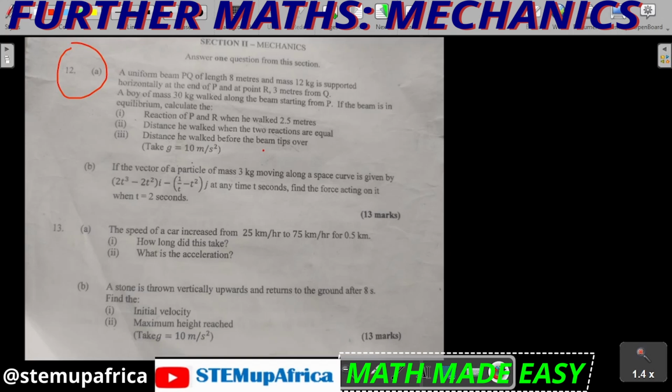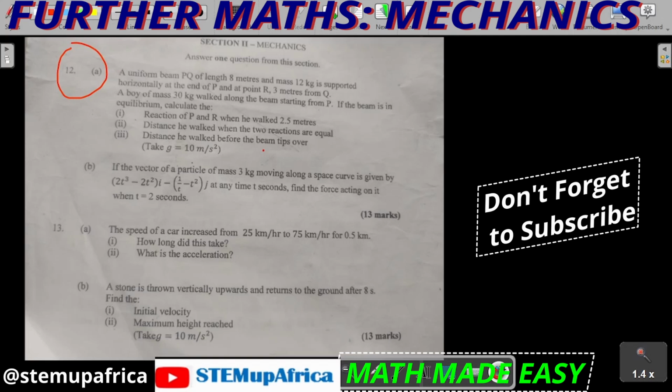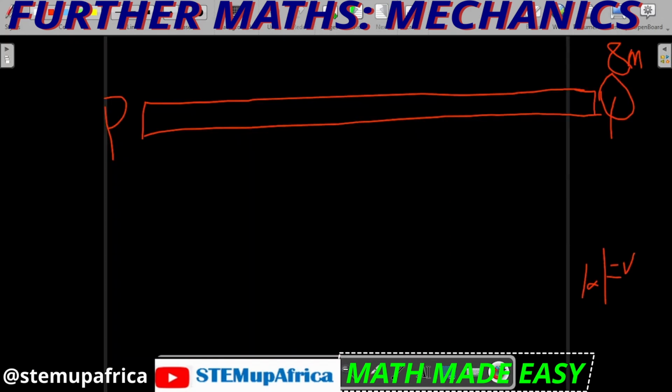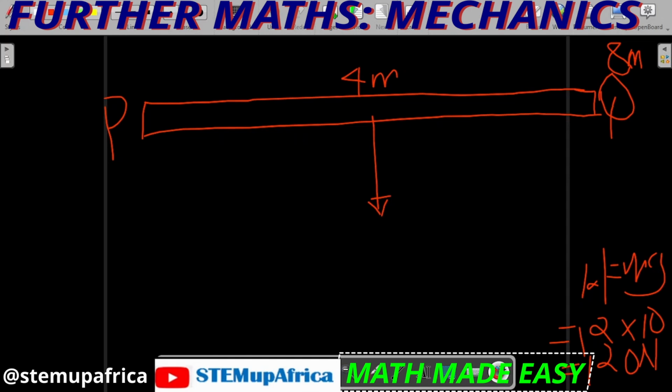But we are working with weight, not mass. So I will convert this mass to weight. As we all know, weight is mg. So if I multiply 12 by 10, that will give us 120 Newton as the weight. So at 4 meters, I will have the weight of the object at that point, which is 120 Newton.